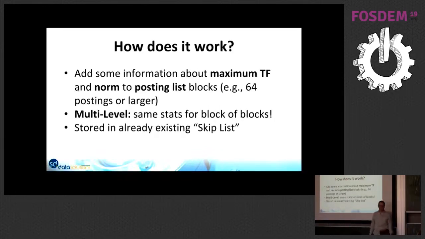So the idea here is to add some additional statistical information to the index. So you can do that short circuit, because when you're collecting the top ranking results, you need some information from the index to jump over results when you know that they are not relevant at all because their score is too low. And to help with that, you are saving the maximum term frequency and also the norm in separate blocks, in blocks of the posting lists, and then you can jump over that. I will explain that a little bit later. It's also done multi-level, and it's stored in the so-called skip list.